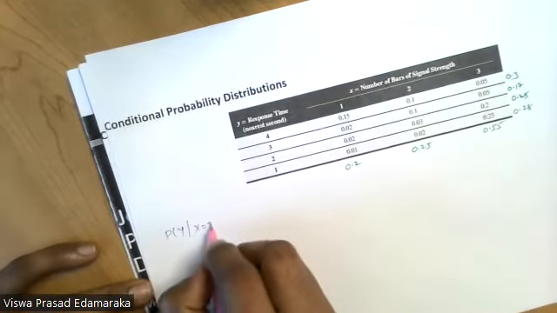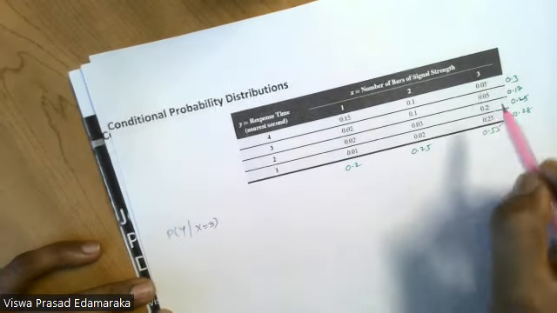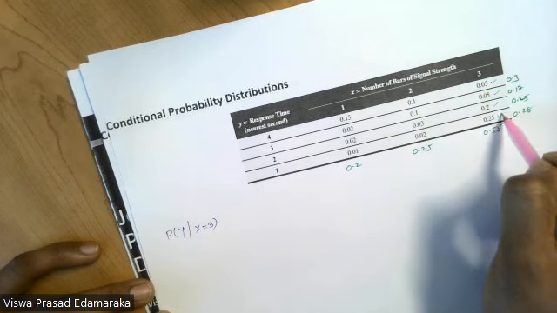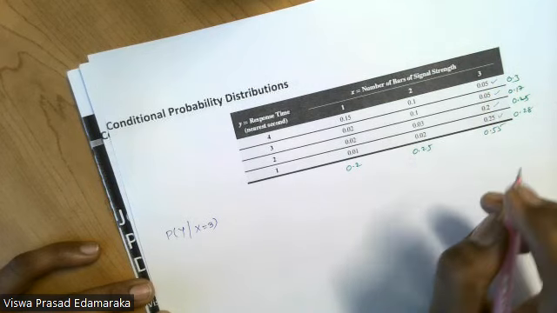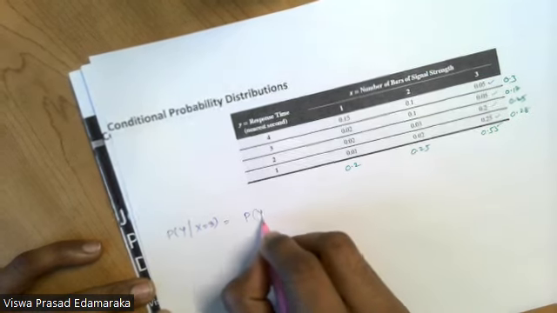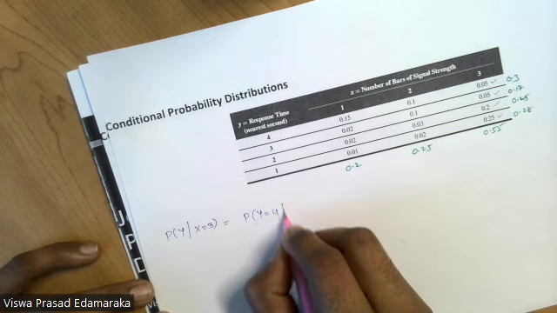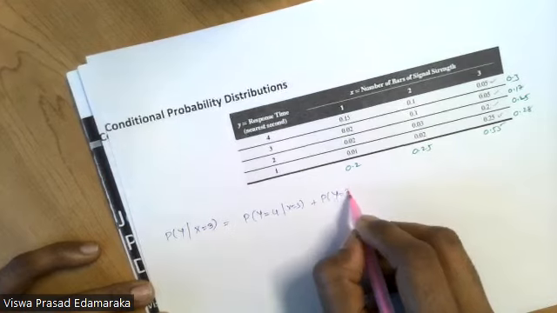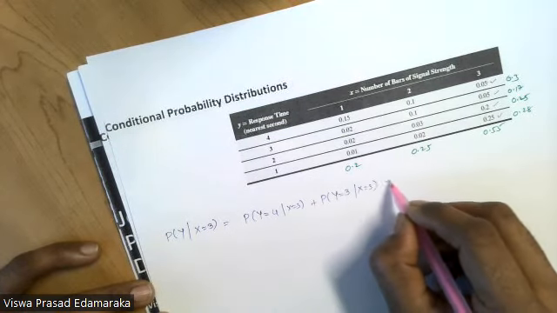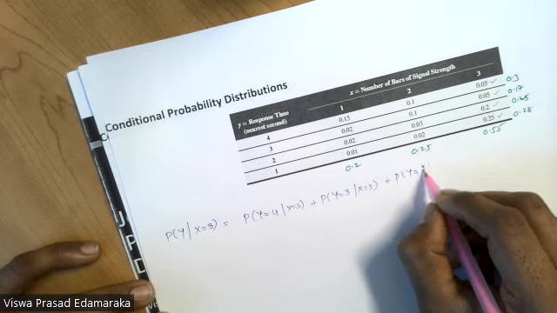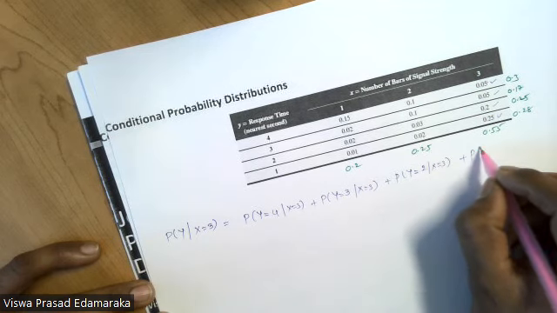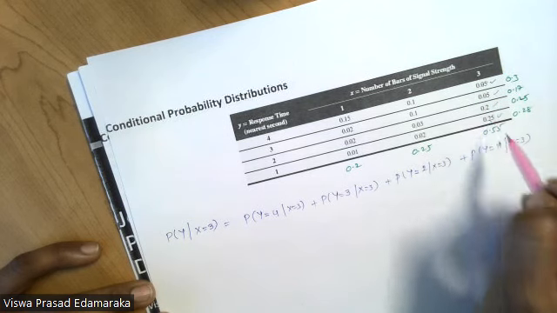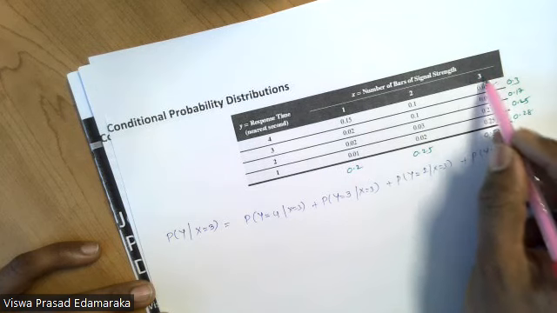For example, if I know that x equals 3, so this is x equal to 3, this is x equals 3, this is also x equals 3, and this is also x equals 3. So this will be consolidated into y equals 4 given x equals 3, that is this value, plus P of y equals 3 and x equals 3, plus P of y equals 2 and x equals 3, and finally P of y equals 1 and x equals 3. So I have 1, 2, 3, 4 values with 1 x.